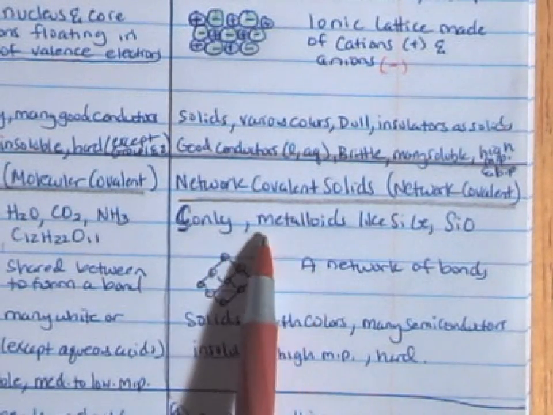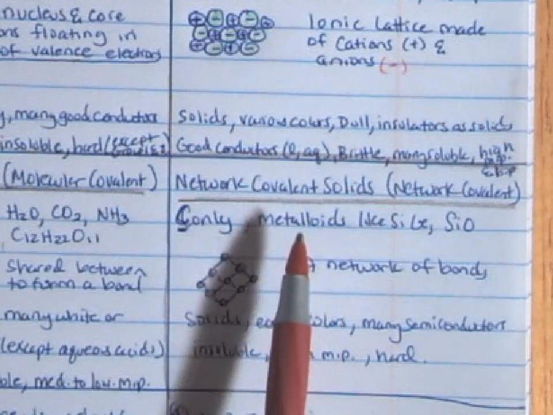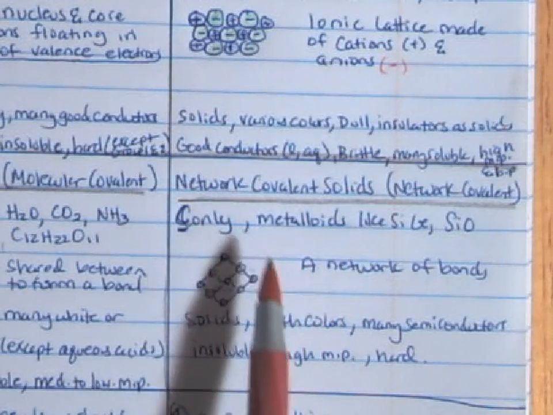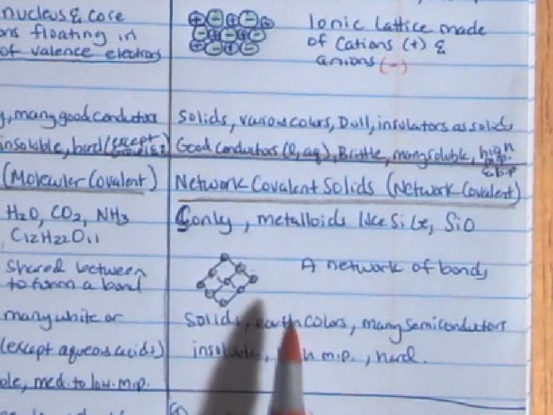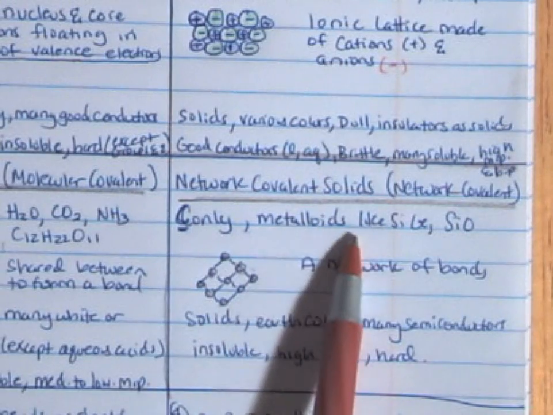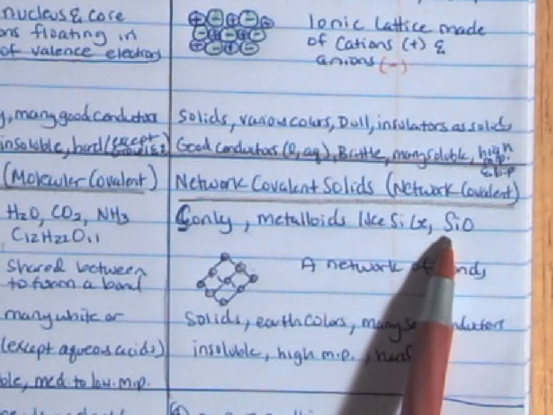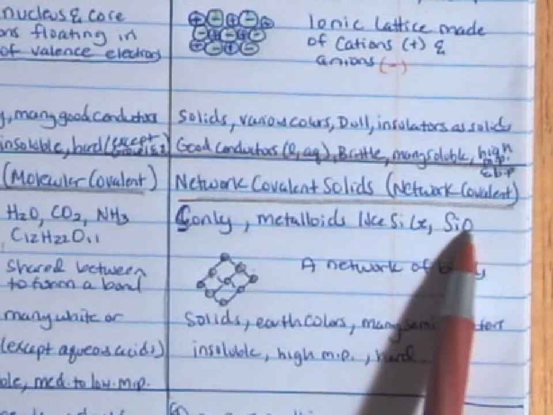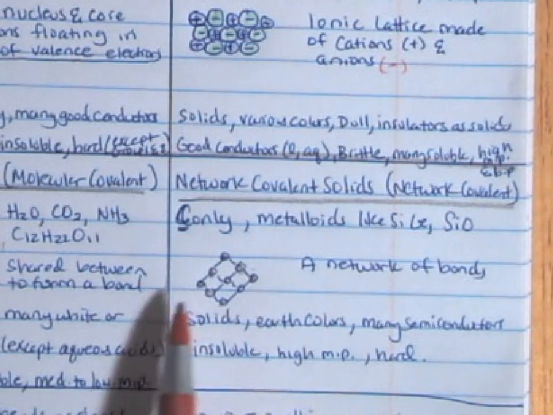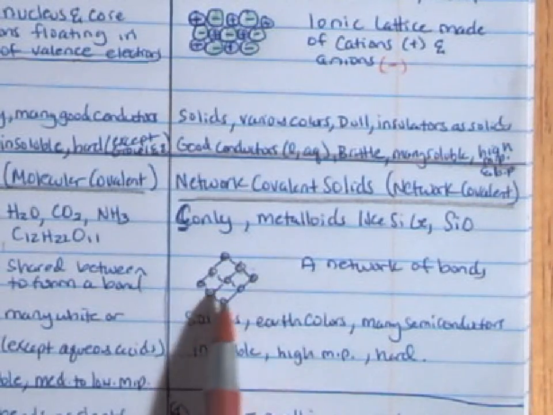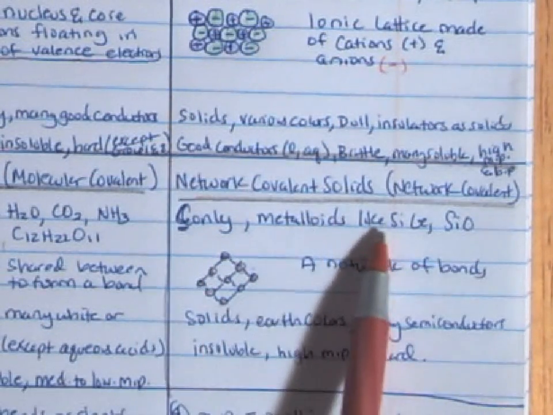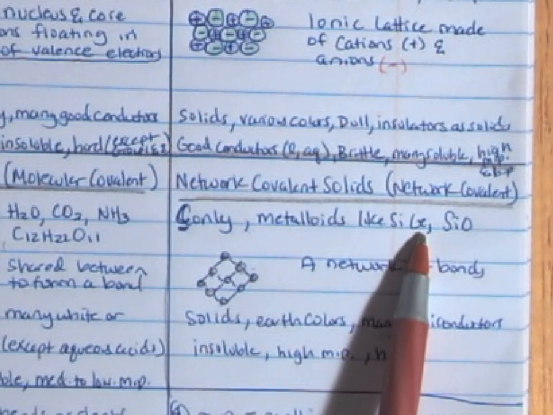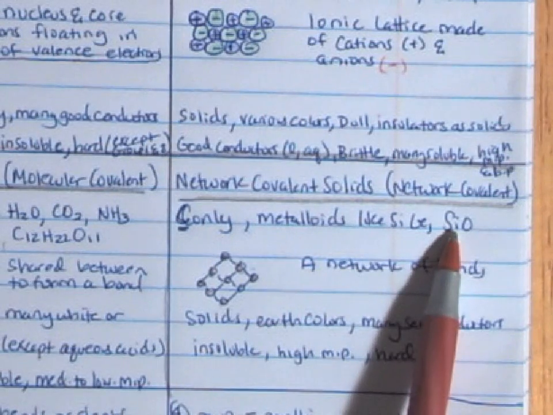They're also going to be made of metalloids. So remember the elements in the middle of the periodic table between the metals and nonmetals. If you have things like silicon and oxygen, that's actually what sand and glass are made of. They're called silicates, silicon and oxygen compounds. Those are also network covalents. So carbon only, metalloids like silicon, Si, and germanium, or things that are made up of silicon and oxygen.